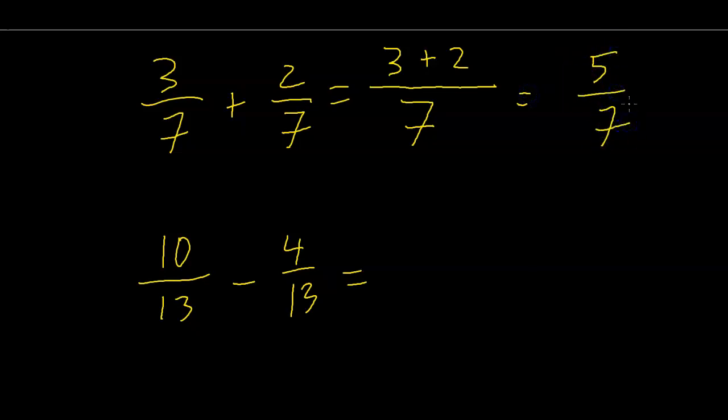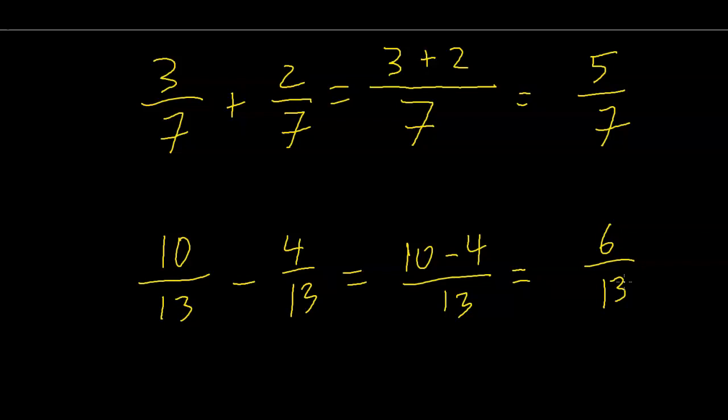Same with subtraction. If we look down here, we have 10 over 13 minus 4 over 13. Well, if we have 10 thirteenths and then we take away 4 thirteenths, right? That just means we have 10 minus 4 thirteenths, right? Because the denominator is the same. We're denominating our units in the same thing, right?